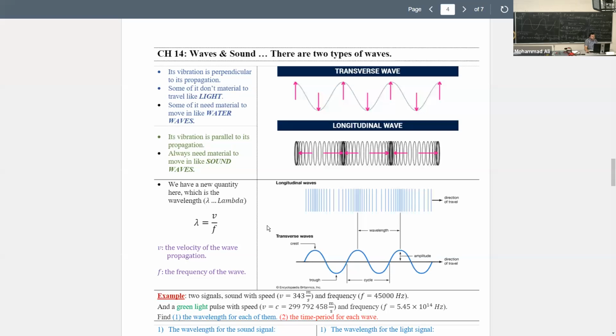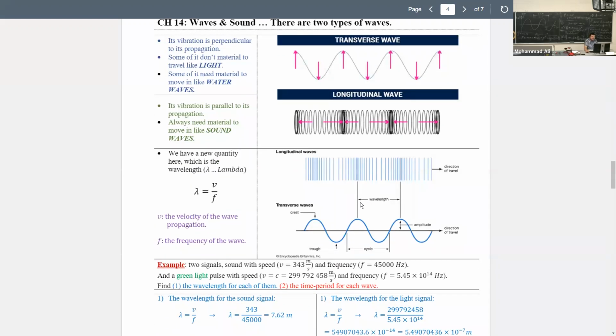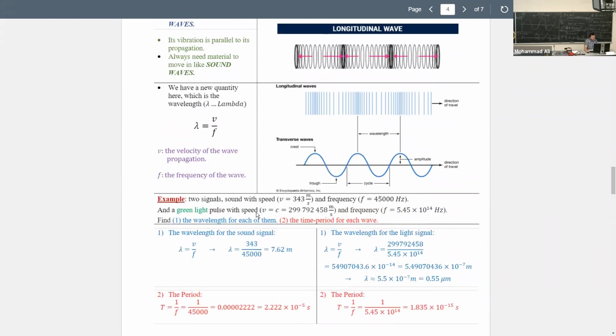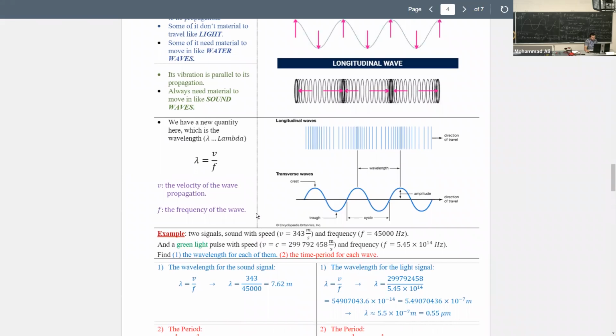Okay, now just to say that again, we have two kinds of waves, which are longitudinal and transverse. You need to know the difference between them. In both of them, we have a wavelength and we have amplitude. Lambda is equal to the velocity over frequency, which we just applied. An example on that, we talked about it in the previous lectures.